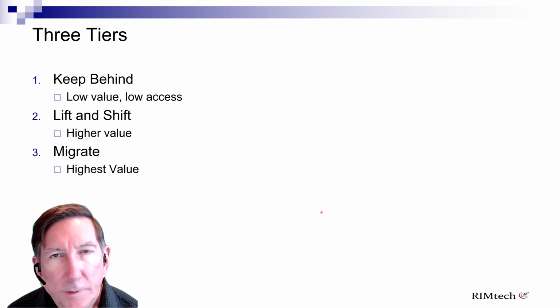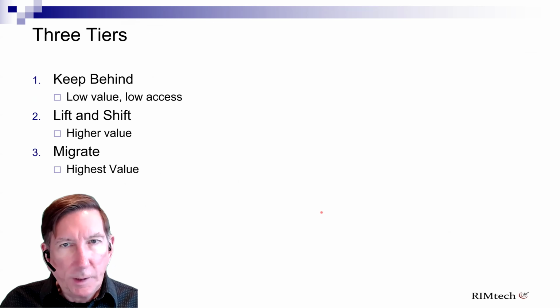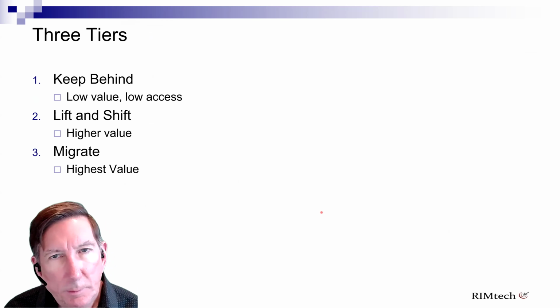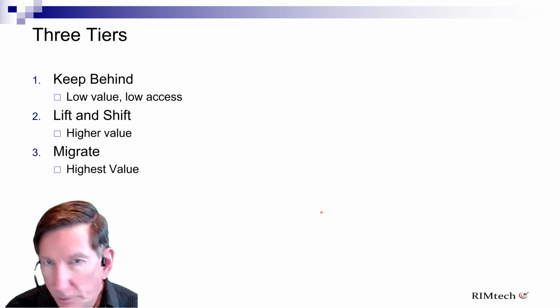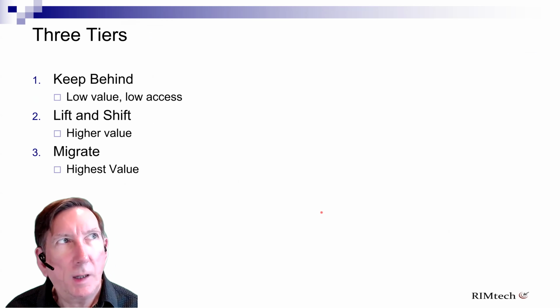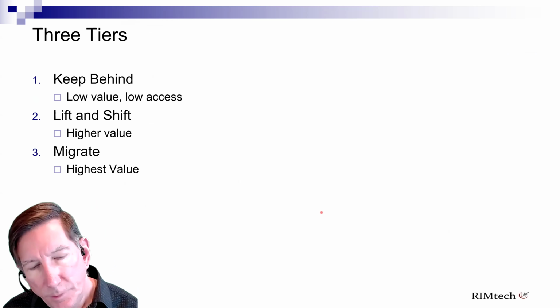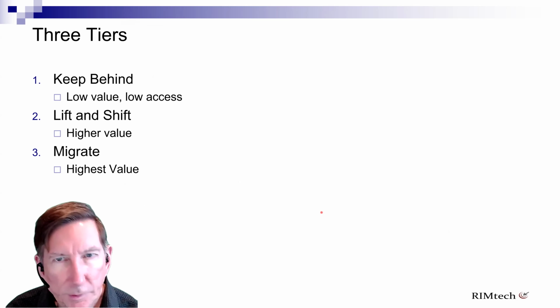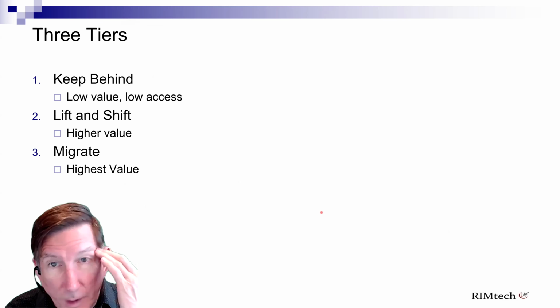Okay, so this is my overall recommended strategy. Put everything into 3 tiers. One is we're going to keep it behind. We're not going to migrate it. We're just not. Why? Because it's lesser value. Somebody wants it, they can always search on the file share or on this disk drive or this location for it, but it's low value.